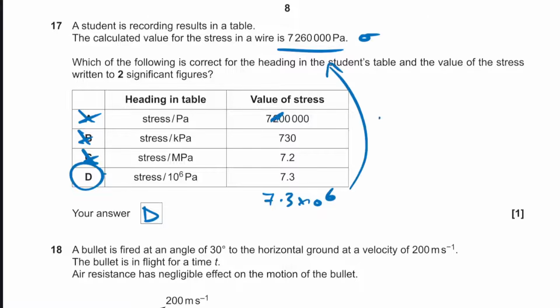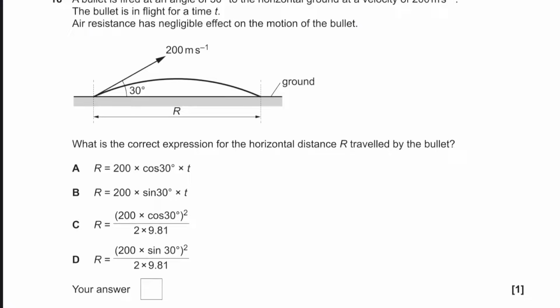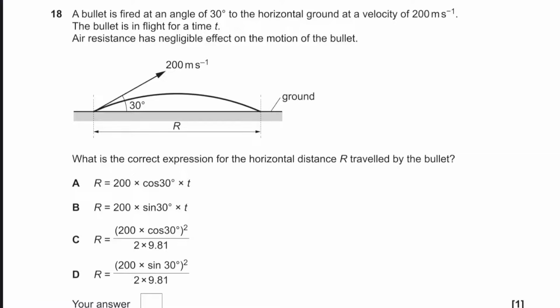Yes, that is the same as that. That is correct. The bullet is fired at an angle at that speed there. So what is the correct expression for the horizontal distance travelled by the bullet?